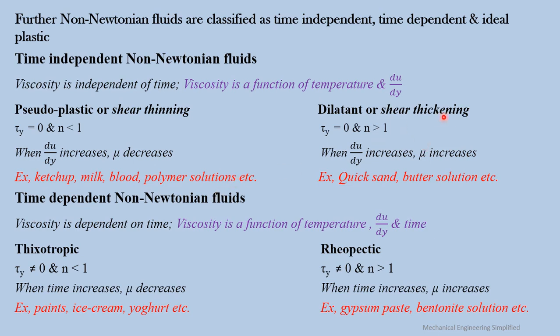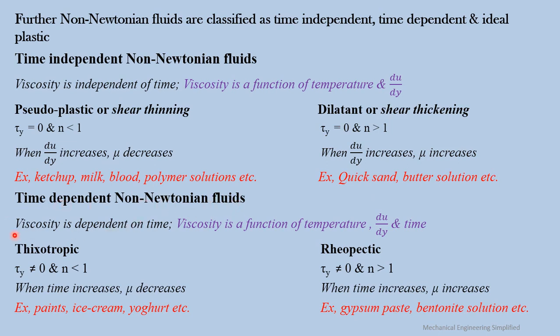In the case of dilatant, it is just opposite. When du by dy increases, mu increases. That means when the velocity gradient increases or the shear increases, the viscosity increases. In this case, yield shear stress is 0 and flow behavior index is greater than 1. Examples are quicksand and butter solution, and many more. Then another category: time dependent non-Newtonian fluids.